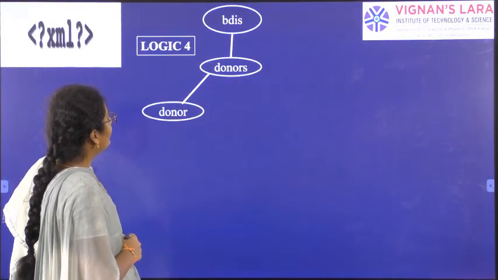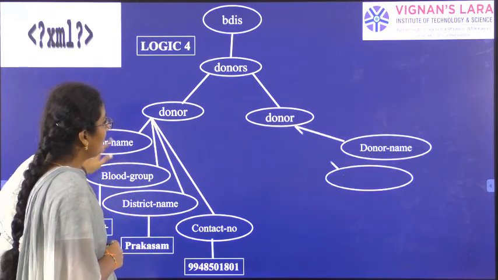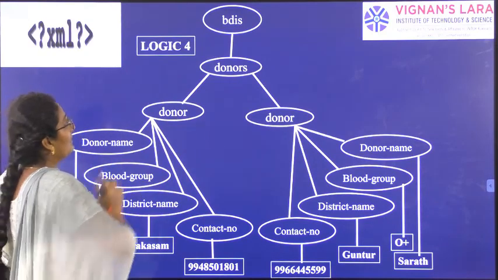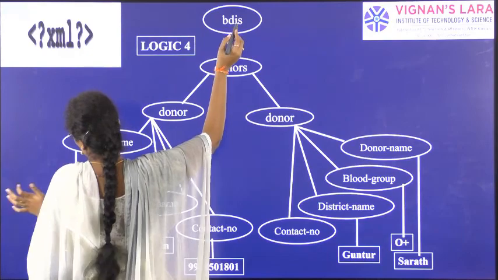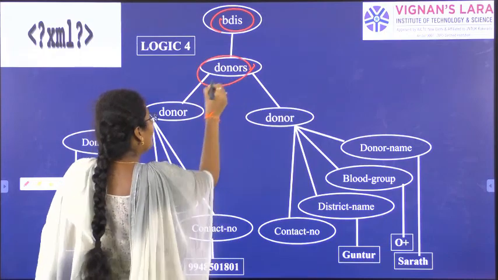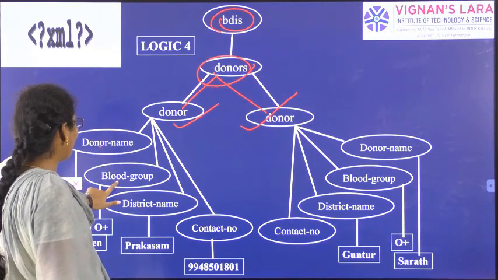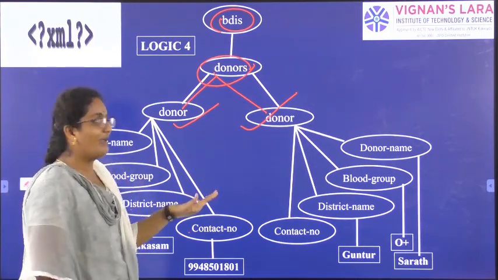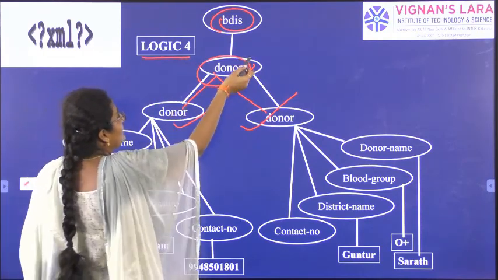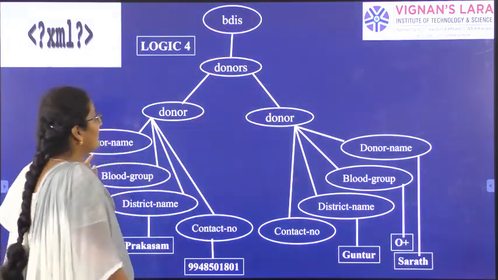So what is logic 4? We are centralizing the concept of donors. See here. So this is logic 4. BDIS is the root element. Donors is also a sub-root element. Again, this donors is categorized into separate donor elements. Donor name, blood group, district name, contact number are the same elements. Program also same, root element also same, but we are specifying in logic 4 a sub-root element like donors and again categorizing that into donor and donor. So we'll see the example for this.